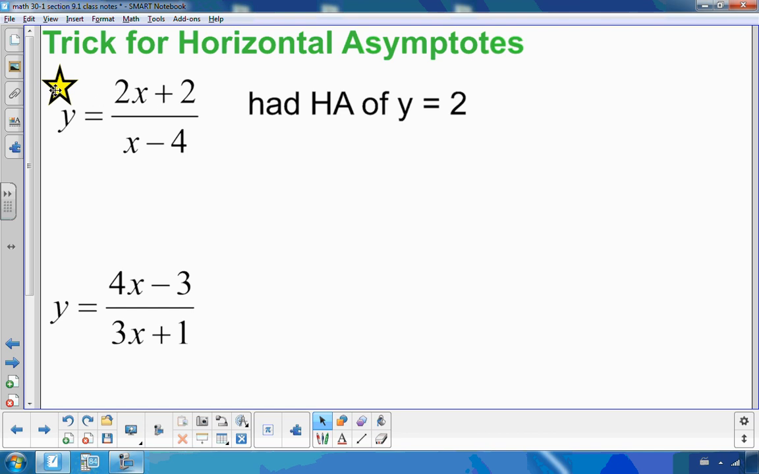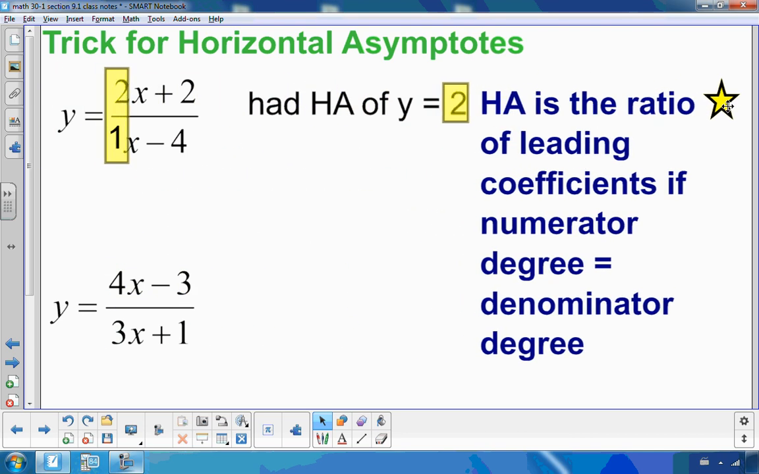So that equation that we just did had a horizontal asymptote at y equal to 2. So here's my little trick for horizontal asymptotes. Horizontal asymptotes are the ratio of the leading coefficients if the numerator and the denominator have the same degree. Let's review from polynomials what a degree is. Degree is the highest exponent of x. So if I look at this, this is a linear, which is degree 1. This is also a linear, which is also degree 1. So it's the ratio of the leading coefficients. Now note I added the 1 there because if there's no number in front of a variable, there's always an invisible 1.